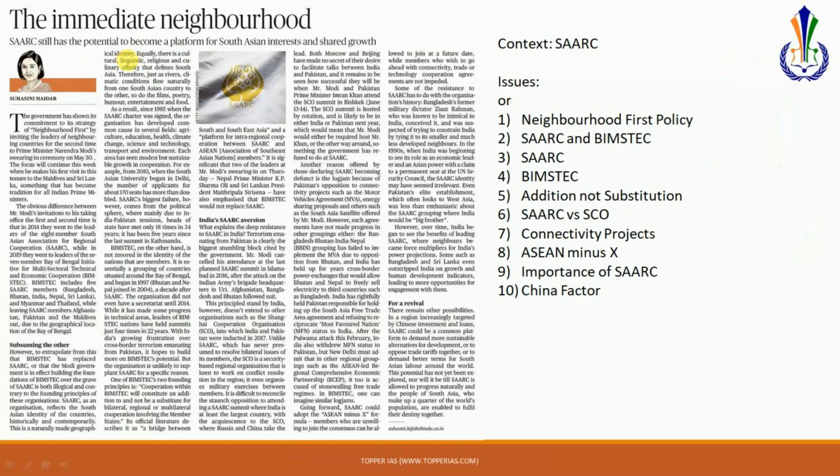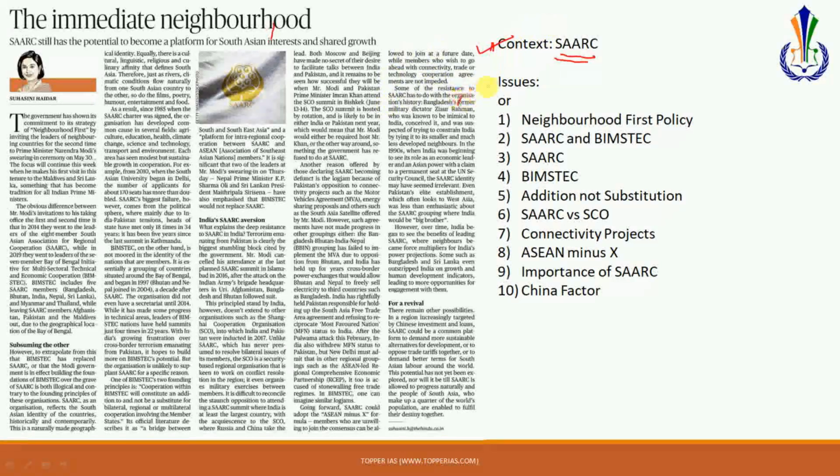So coming to the first article, the immediate neighbourhood. The article is important in the context of India's neighbourhood, specifically from the lens of SAARC and the importance of SAARC. SAARC as such can be a question, so from that context, you have to visit this particular article, read it and study it.